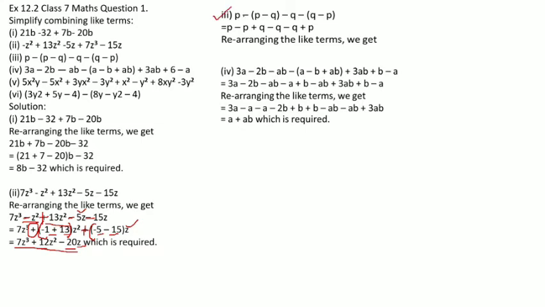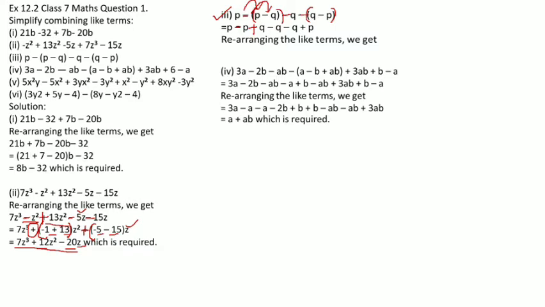P minus, then the bracket, and under the bracket, minus q. Then again minus, and under the bracket q minus p. Now we will open the bracket. P minus q. The first one is minus p, so it remains as minus. Then this minus and this minus: minus and minus under the bracket turns plus. So this has become plus.